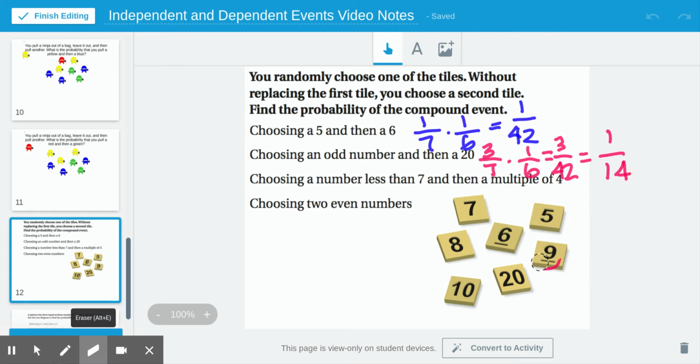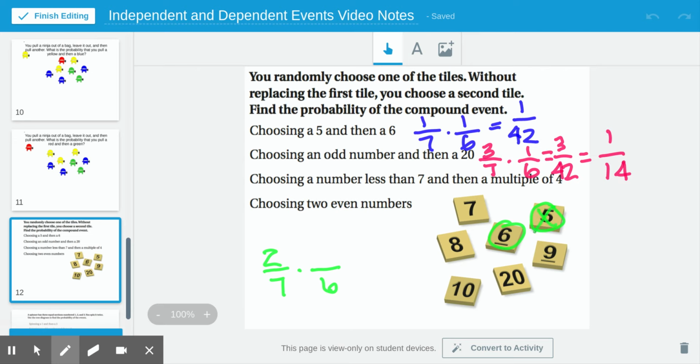Okay, for our next one, we want the probability of getting a number less than 7 and then a multiple of 4. So let's see, I'm actually going to give myself a little bit of space. So I'm going to write it down here. So the first time we draw a tile, there's 7. The second time, there's only going to be 6. So a number less than 7, that would be 5 and 6. So it looks like there's 2 out of 7. We take one of those out, so that's why there's 6 tiles left.